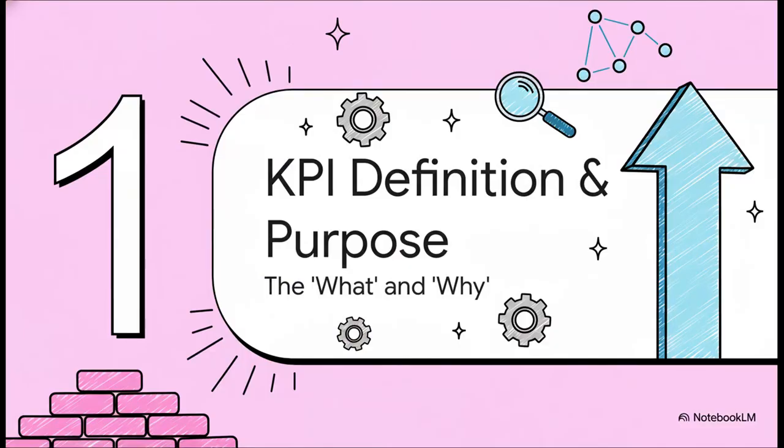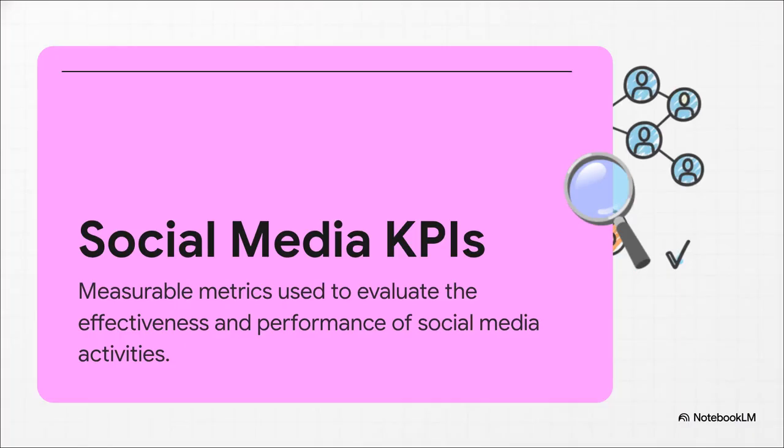First things first, let's build a really solid foundation. We need to nail down what a KPI actually is, and just as importantly, get why it's so crucial for any social media strategy. And here we have it. This definition, this is the one you'll want to write down, maybe even word for word. Put simply, KPIs are just the specific numbers you track to figure out if all that effort you're putting into social media is actually helping the business hit its targets.